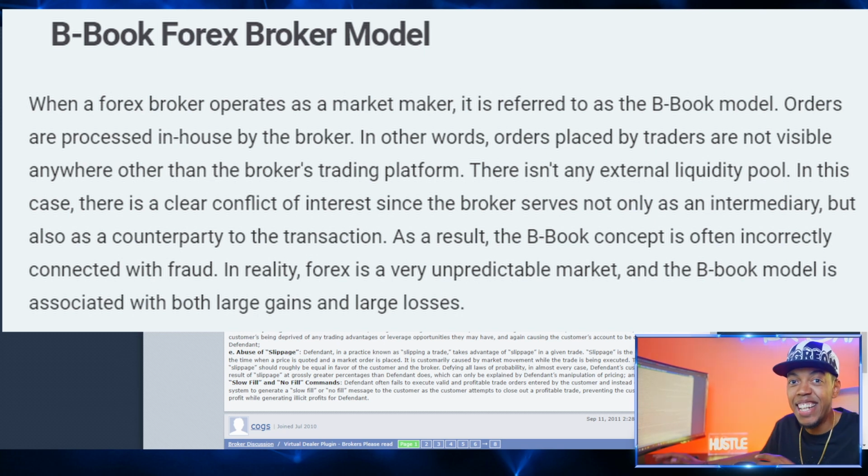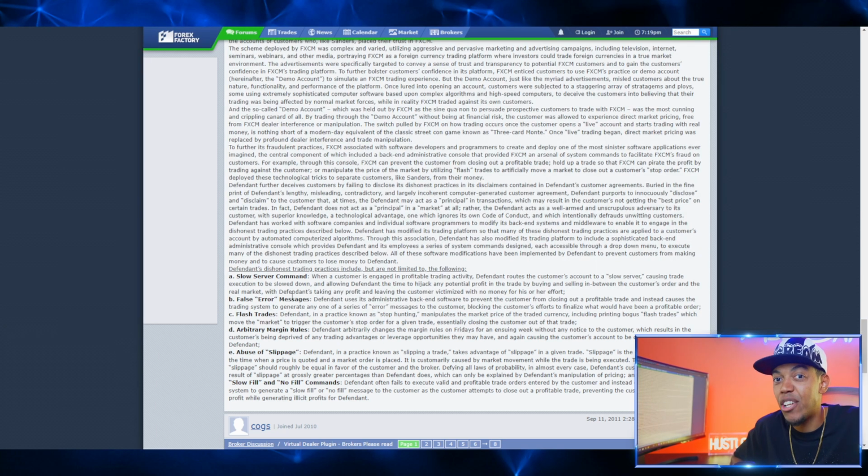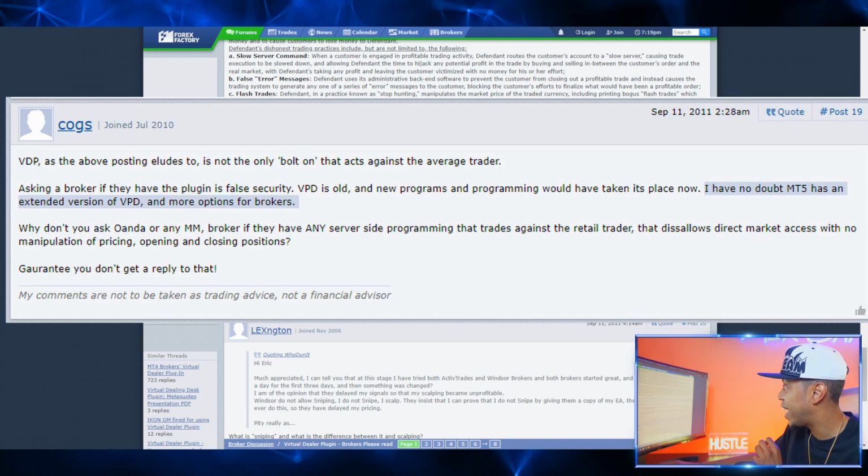The crazy thing is that not only are they trying to do this on bad traders, but if you're actually a good trader, they may be manipulating you so that you are not catching as many pips, they're catching pips with you. So this is where it gets really, really crazy. This person right here, and keep in mind, this is from 2011, so only imagine what this software can do now. They say, I have no doubt that MT5 has an extended version of VDP and more options for brokers. This is the real reason why these regulated brokers, I guess, were almost forced to remove MT5 already, because the MT5 version of the VDP has more features than the MT4 version.